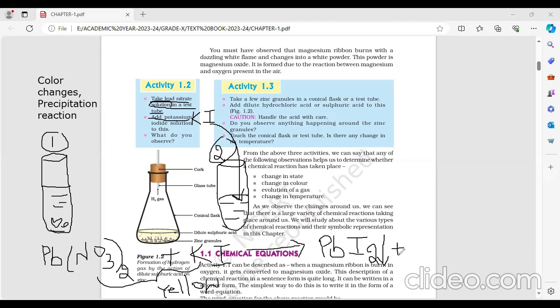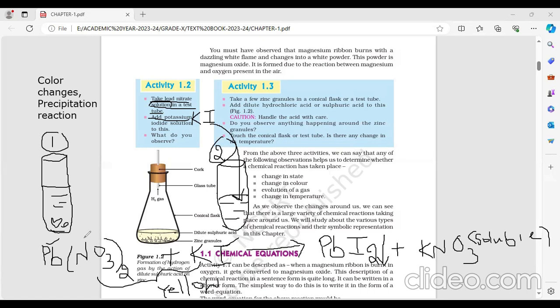Plus, see here, lead and iodide are done. Now what is remaining? The remaining is potassium nitrate, KNO3, and this potassium nitrate will be soluble in the water. Understood? Clear? Fine.